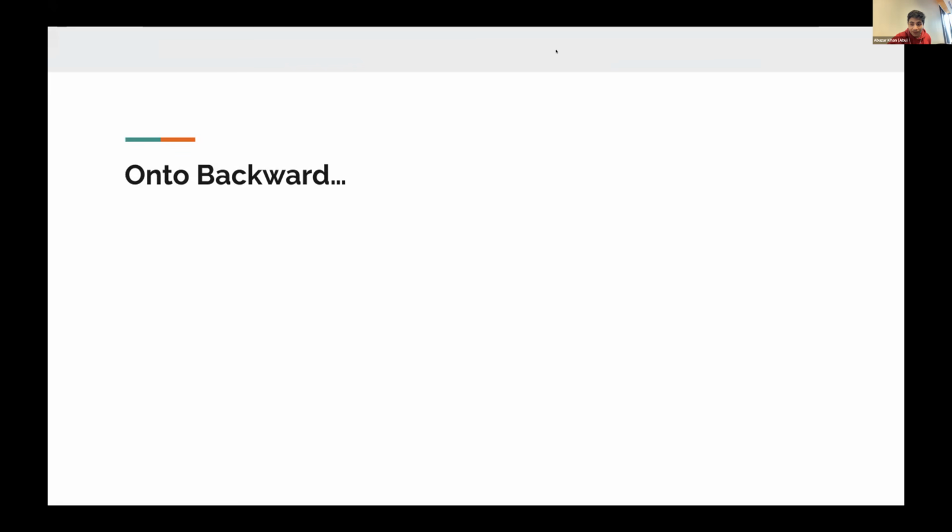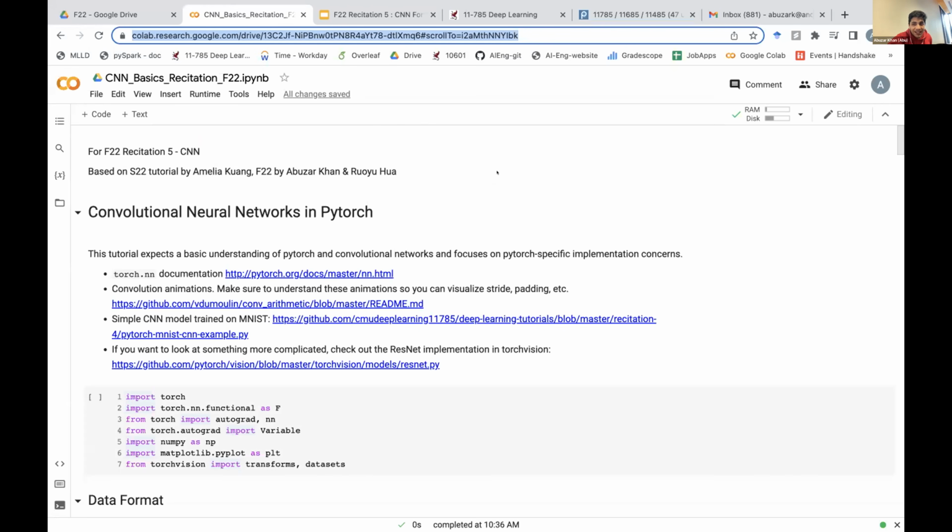All right, so let's quickly take a look at the notebook. And for anybody who likes dark mode, I had to turn it into light mode for ease of viewing. So no hate, please.